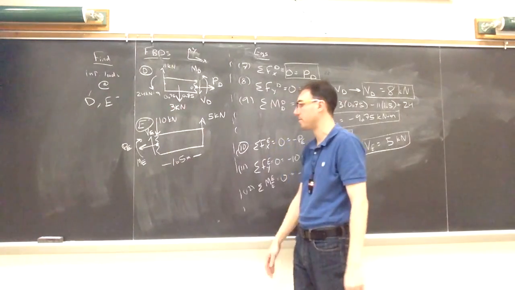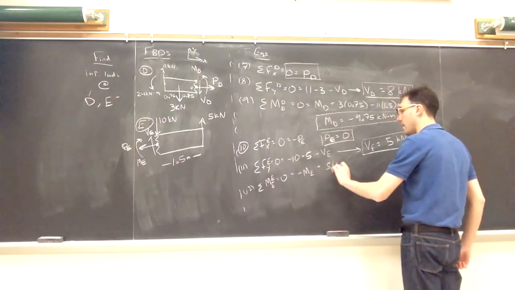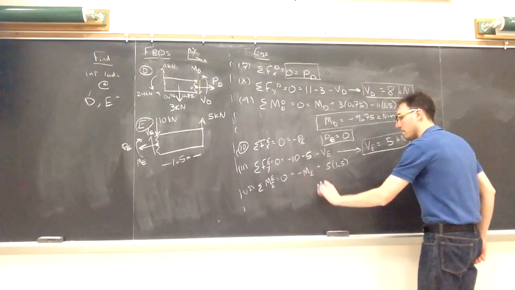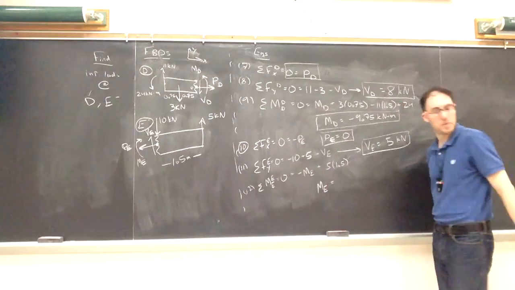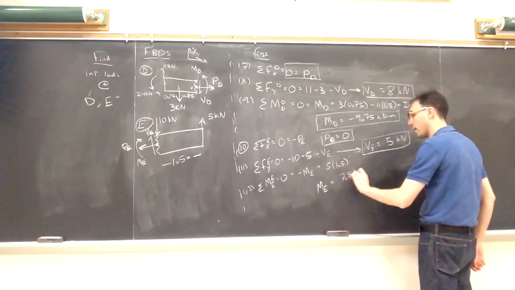newtons also passes through the centroid. So the only other thing I have is plus 5 times 1.5. So I get a value for ME, a positive 7.5 kilonewton meters.